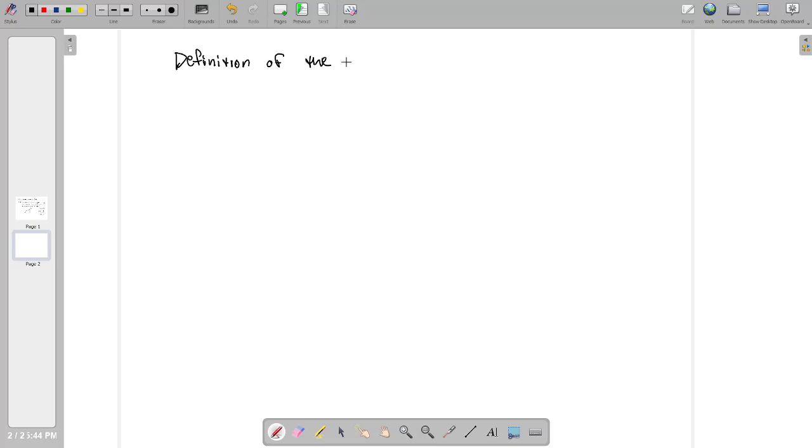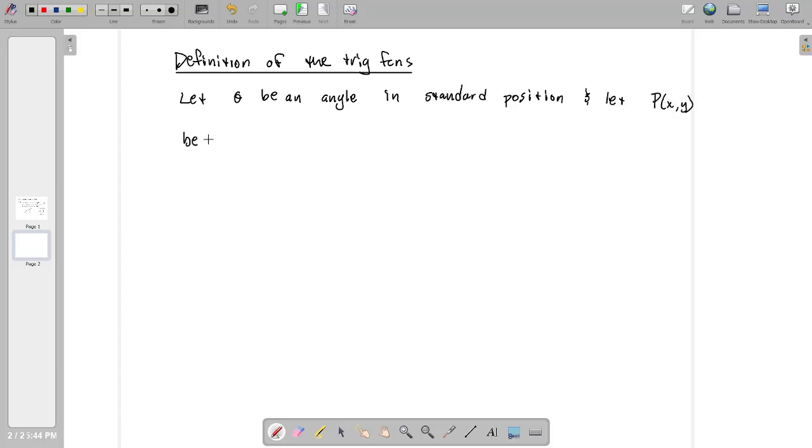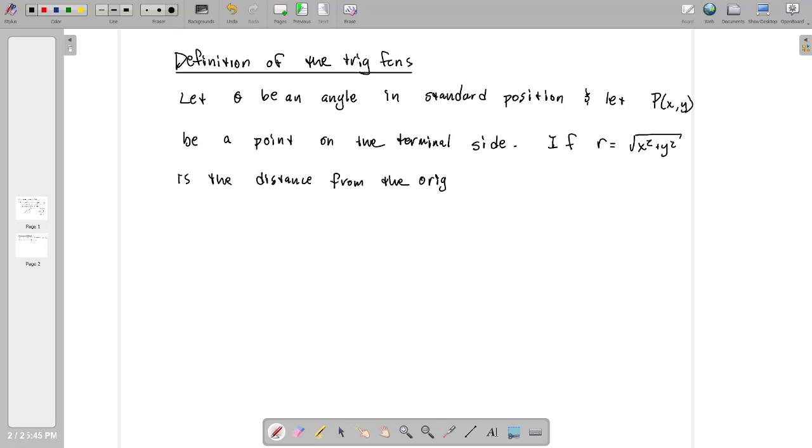Let's redefine our trig functions. Let theta be an angle in standard position, and let P(x, y) be a point on the terminal side of the angle. If r is equal to the square root of x squared plus y squared, the distance from the origin to the point P(x, y), then sine of theta is equal to y over r. Cosine of theta is x over r. Tangent theta is y over x.